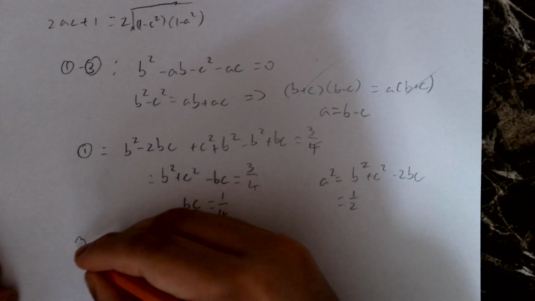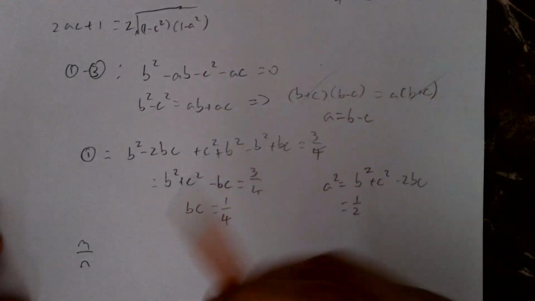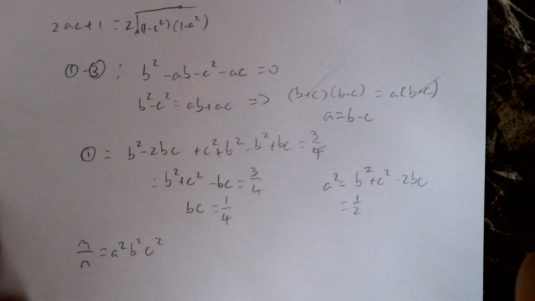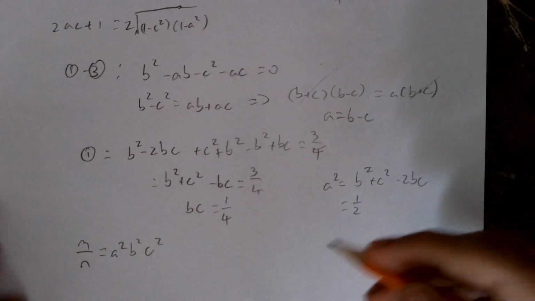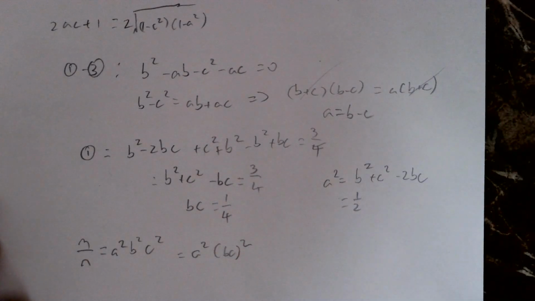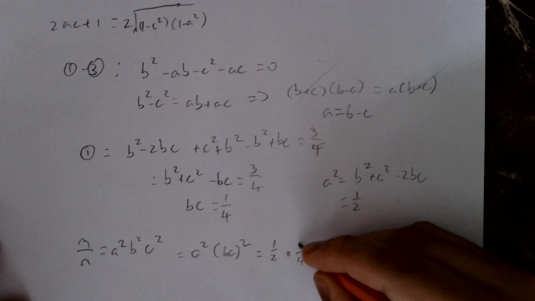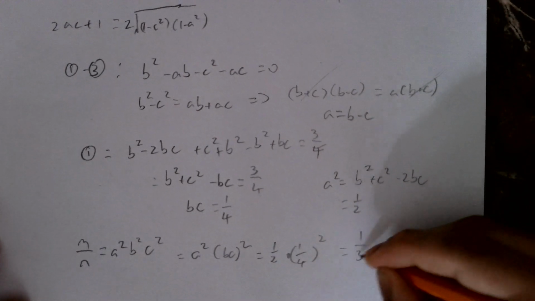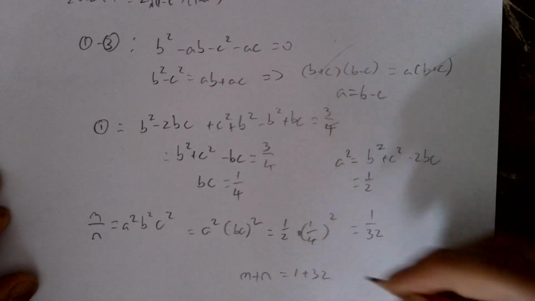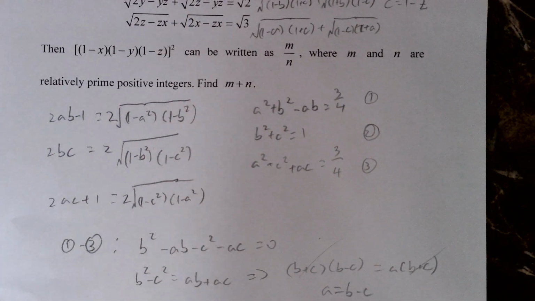Now, because we've replaced all the variables with a, b, and c, m over n should be equal to a squared times b squared times c squared. Now, since we know what bc is, and we know what a squared is, we can turn this into a squared times (bc) squared. Since we know what bc and a squared are, we get this should equal 1 over 2 times (1 over 4) squared, which should equal 1 over 32. So in this case, m plus n should equal 1 plus 32, or 33. So the answer to this problem, which is m plus n, is equal to 33.